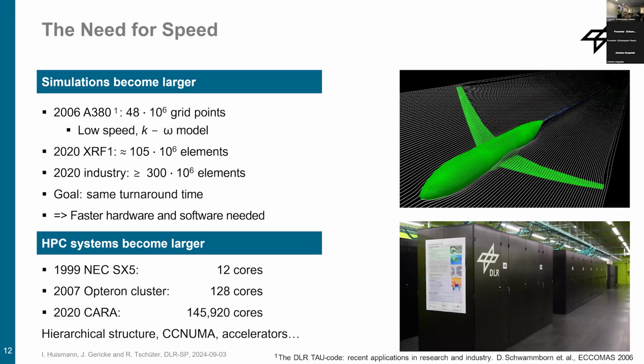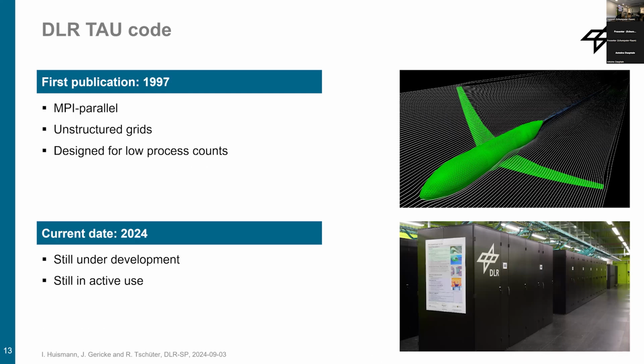This year, all these simulations here were carried out with the TAU code of DLR. The first publication for that was 1997. That was an MPI parallel code, being able to work on unstructured grids. And from today's perspective, it is designed for relatively low process counts, because in 1997, we had, well, let's say 12-ish cores to deal with. Current clusters have a few more cores. The current date is 2024, so 27 years up and running.